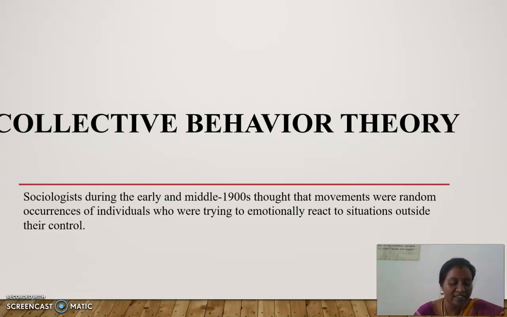During the mid 1900s, thinkers thought that movements were random occurrences of individuals who were trying to emotionally react to situations outside their control. An important writer in this area of research was Gustave Le Bon. In his book, The Crowd, he studied the collective behavior of crowds. What he concluded was that once the individual is submerged in a crowd, his behavior becomes primitive and irrational, and he is therefore capable of spontaneous violence. This transformation happens under certain conditions.